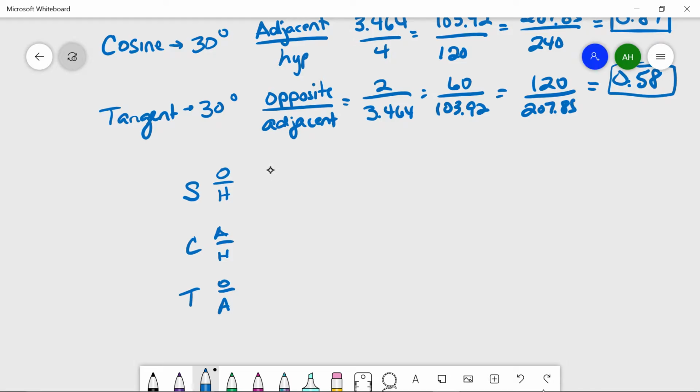Another memory trick is Oscar had a hold on Arthur. Okay, so whichever way you like to remember that, you can use SOHCAHTOA or you can use Oscar had a hold on Arthur. The only thing with Oscar had a hold on Arthur is you do need to remember that it is sine, cosine, tangent that that's going to go with. Okay, all right.